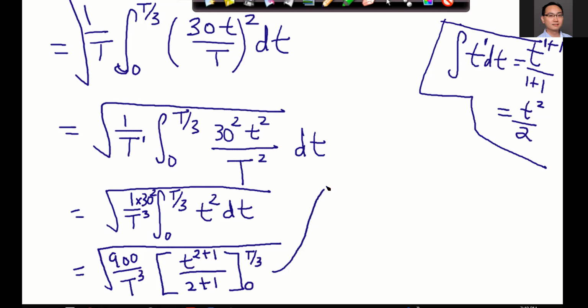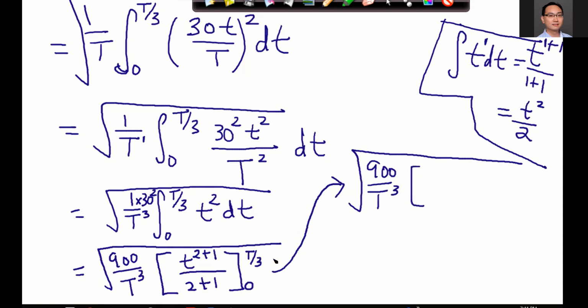Now, if I continue on this side, what is 900 square root? Maybe the big outer square root, I keep it first. I just rewrite the whole thing. So I leave it as 900 over t cubed. Now I'm going to substitute the limits into the equation after the integral. This one I already integrated, so I'm going to substitute inside.